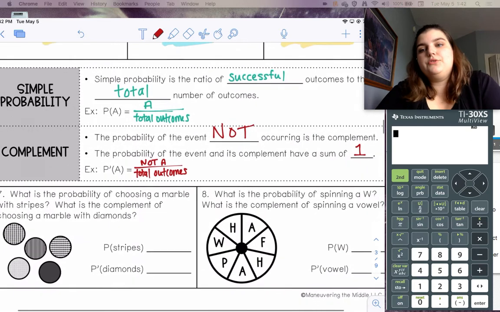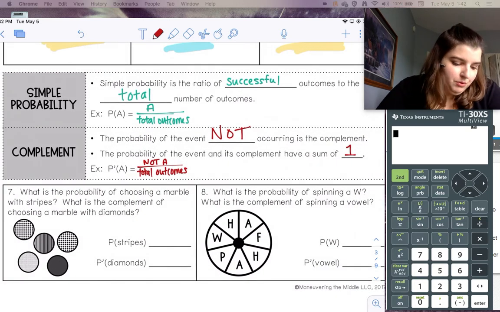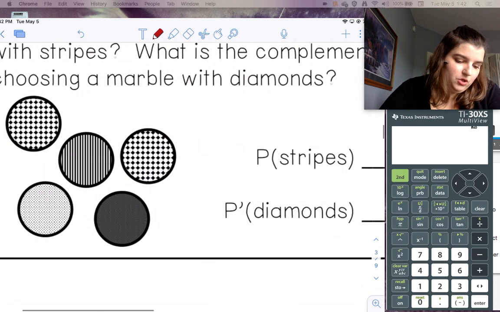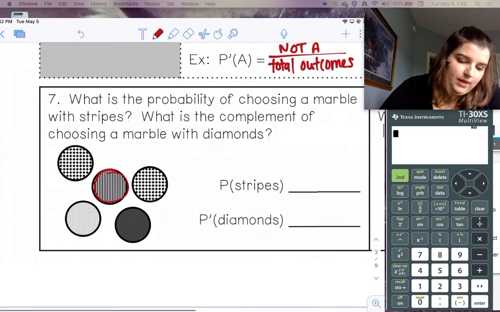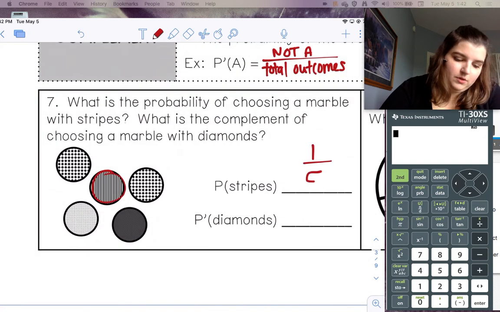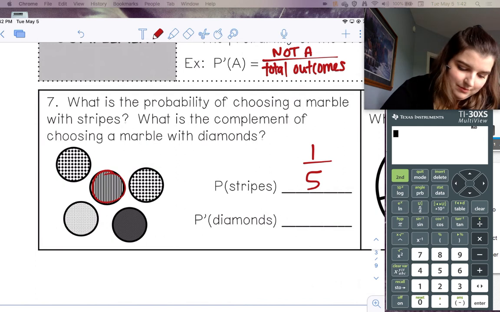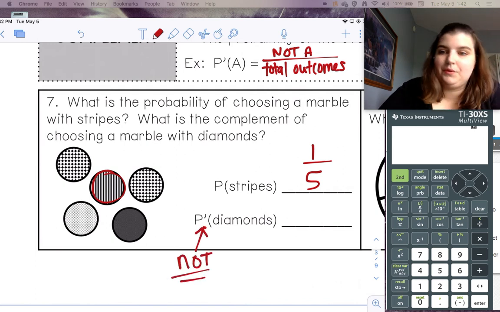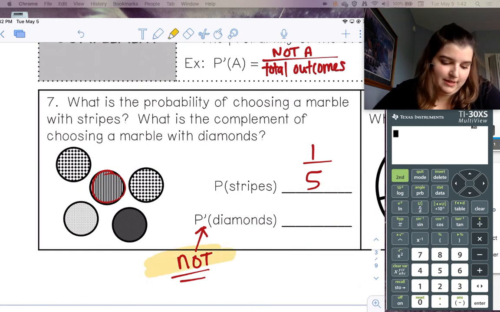All right, so let's do some examples. What is the probability of choosing a marble with stripes? So we've only got one stripy guy here. So 1 out of 5. And the little symbol means not. This means we're dealing with the complement. Okay? Maybe highlight that so you remember.